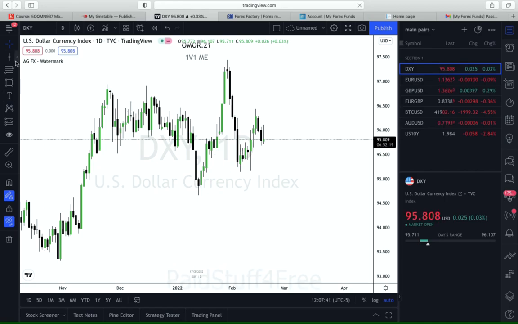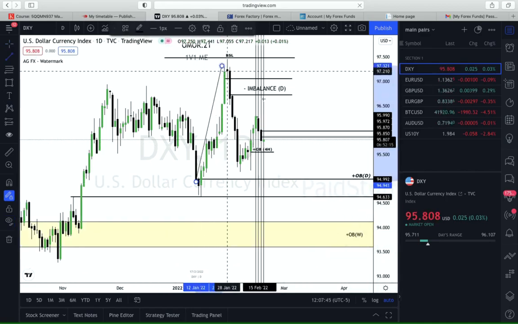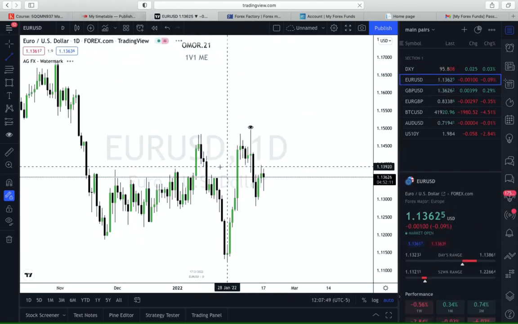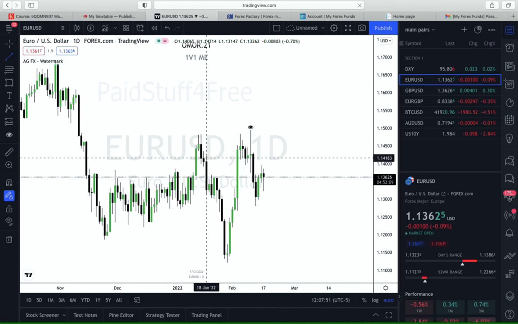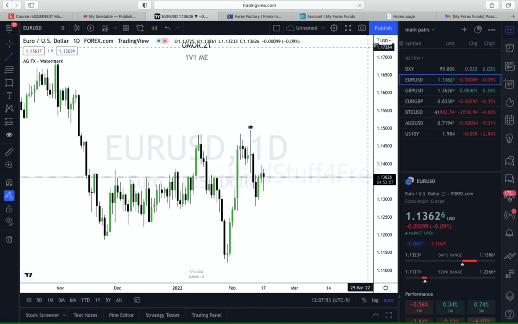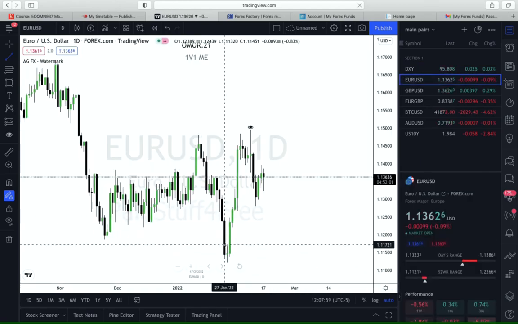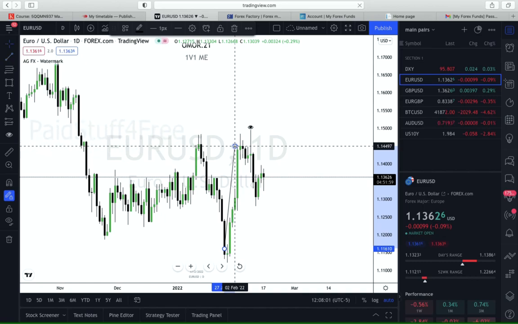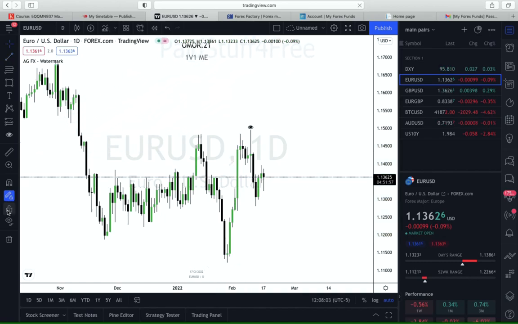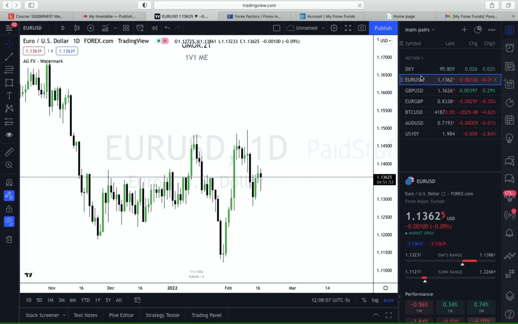Yeah, let's look at this move up on the DXY, Euro USD. We get this move down, and on the DXY on this move down, we get this move up. So there's some sort of inverse correlation relationship between the DXY and anything that is crossed to the USD. Yeah.